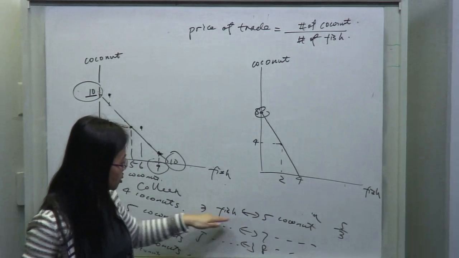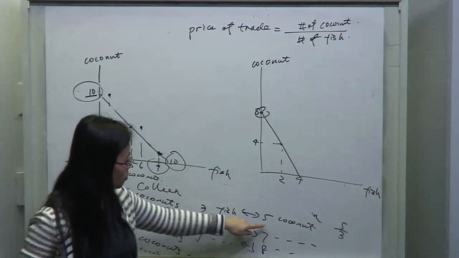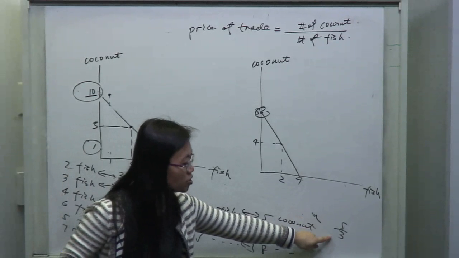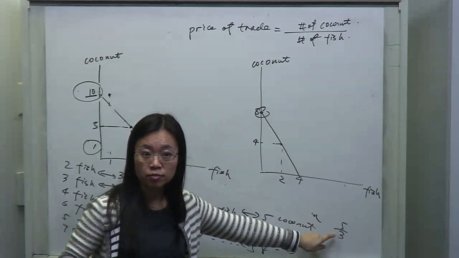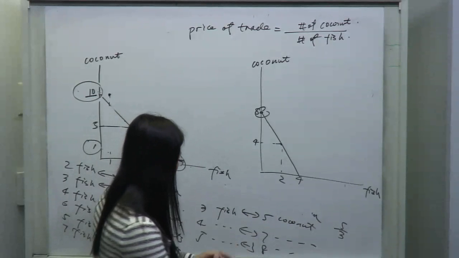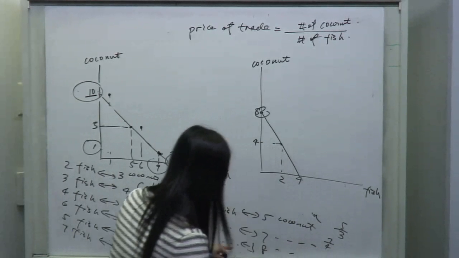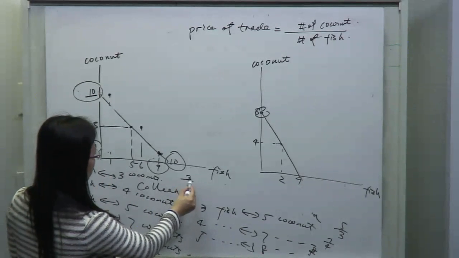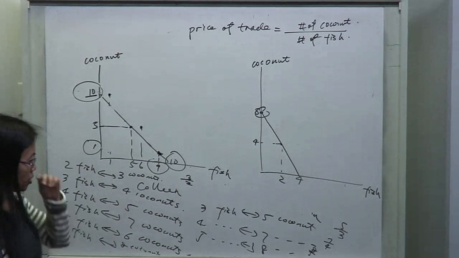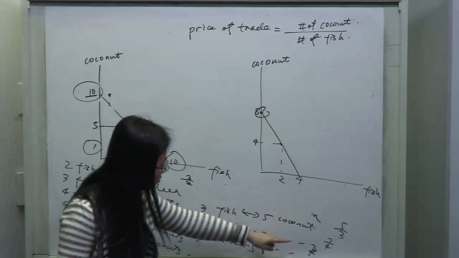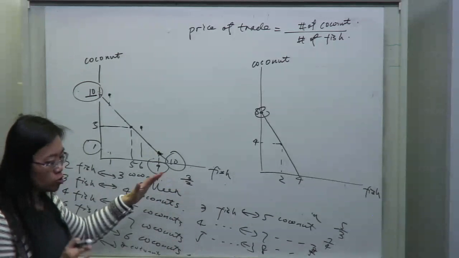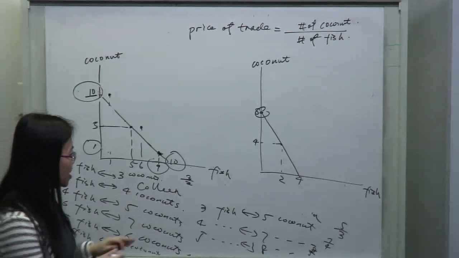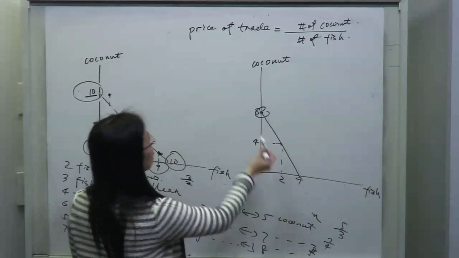So in this particular trade, 3 fish trade for 5 coconuts. So 5 divided by 3 will be the price of trade, right? Okay. This one is 7 divided by 4, and this one is 8 divided by 5, and this is 3 divided by 2, and so on and so forth, right? Okay. So if you look at this number, in order to make this a valid trade, this number has to be greater than 1.